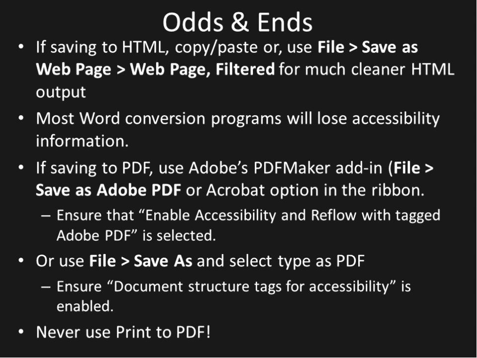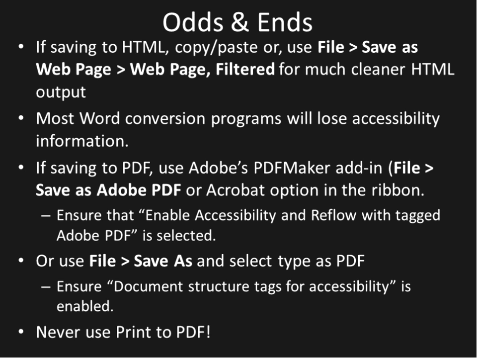If you're using other types of conversion programs that, say, automatically take a Word document and generate a web page out of it, or maybe even a PDF document out of that Word document, just keep in mind that many of them, maybe most of them, will lose that accessibility information. So things like headings, things like alternative text may be lost in that conversion process.